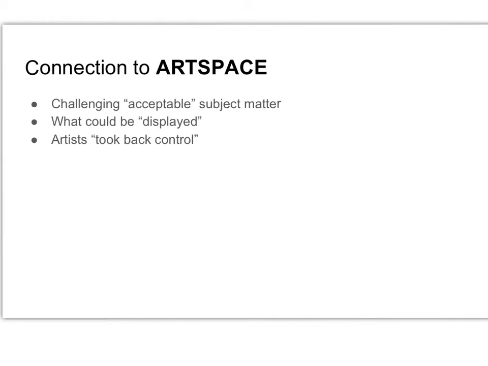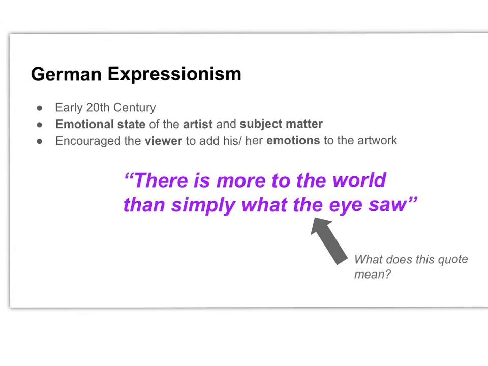In essence, we looked at the way artists were beginning to take back control over the type of works that they could create. Bearing this in mind, we are going to focus in on the early 20th century and an art movement known as German Expressionism. German Expressionism forms under the greater umbrella of modernism, and therefore it adheres to a lot of the rules of modernism, and we'll have a look at those in a moment.